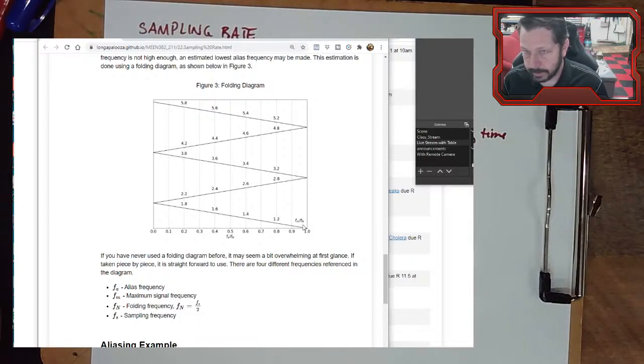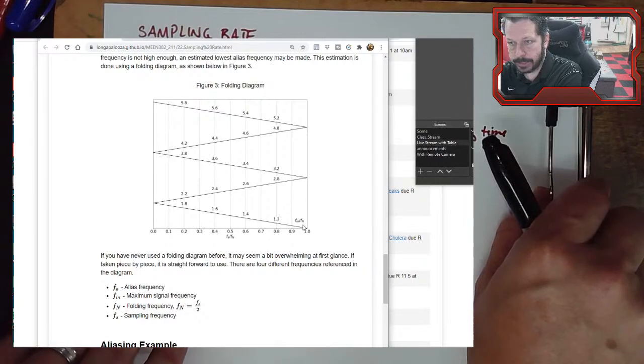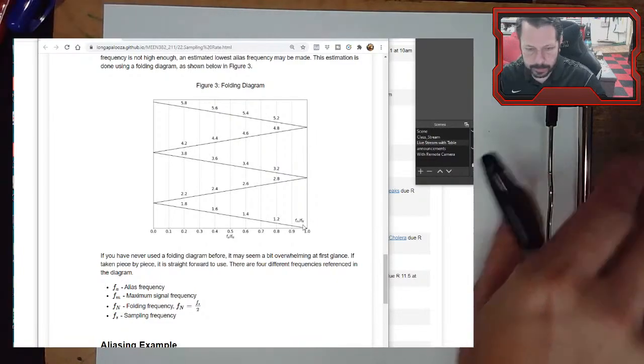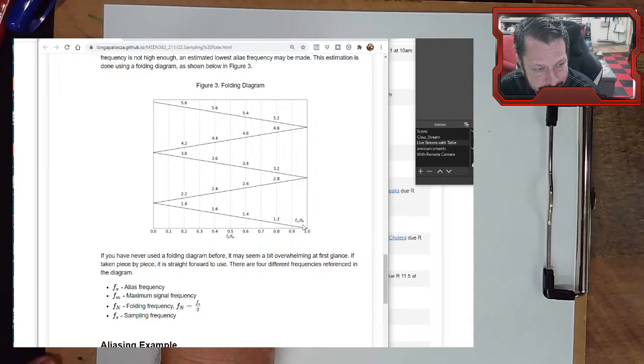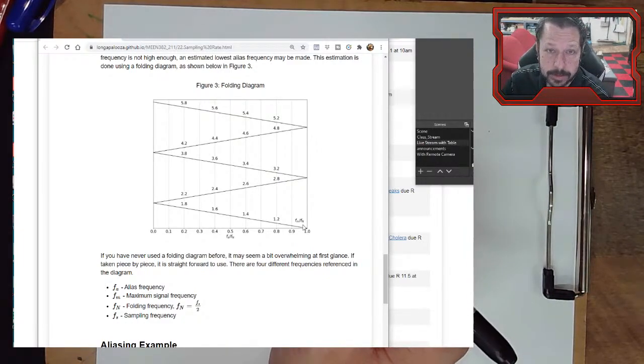So for instance, I don't know if I can get all of this on the same page at one time. Maybe I can, we'll see. I'll come back to our page once we get all this stuff written down. So our alias frequency is what we're trying to solve for. Our maximum frequency, let's say, is 10 hertz because that's what we were trying to capture. Our folding frequency is our sampling frequency divided by 2. Let's say we sample at 2 hertz.